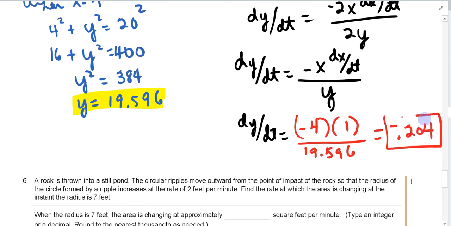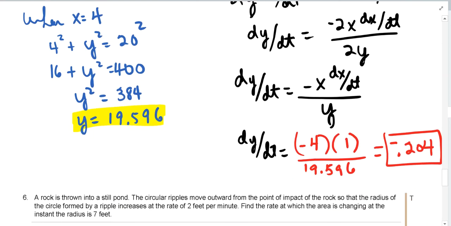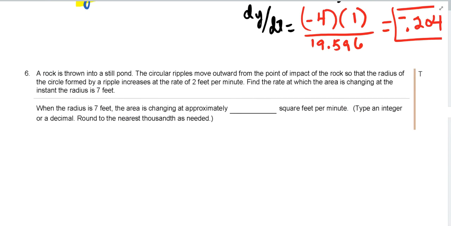So when you do that in your calculator, you should get negative 0.204. That's the rate that the top is moving when the bottom of the ladder is sliding at 1 foot per second. When the bottom's doing the 1, the top is doing it at negative 0.204, and the negative is because it's sliding down. Okay, so that should be that one.